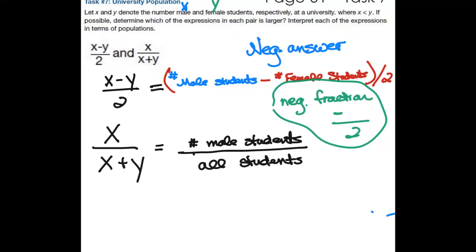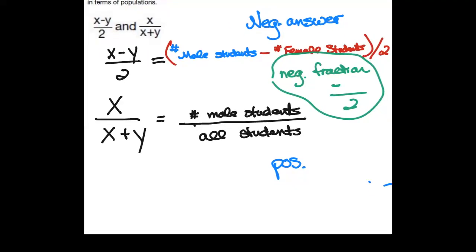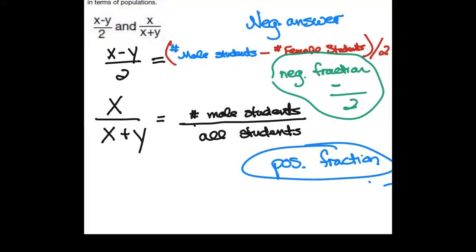It's going to be positive. Why is that? Number of male students all divided by all the students. It's going to be a positive what? Fraction. Right? I mean, it definitely is a fraction because there are fewer male students than there are all students.